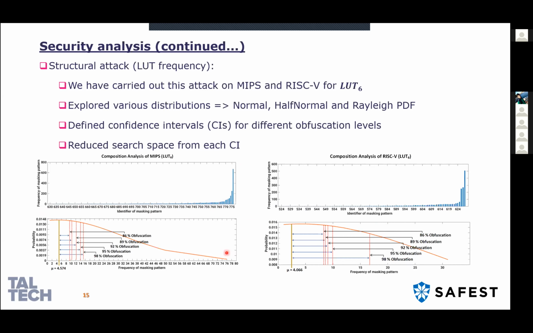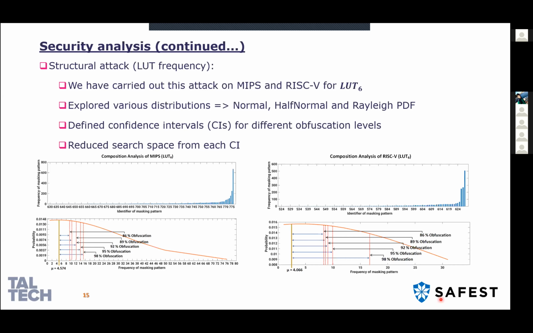By using the above frequency data, we have plotted the distribution. For the MIPS, we have plotted the distribution and the confidence intervals by varying the obfuscation targets. We can see that once we decrease the obfuscation, the confidence interval also shrinks, and with more confidence the adversary has, we're leaking more information.